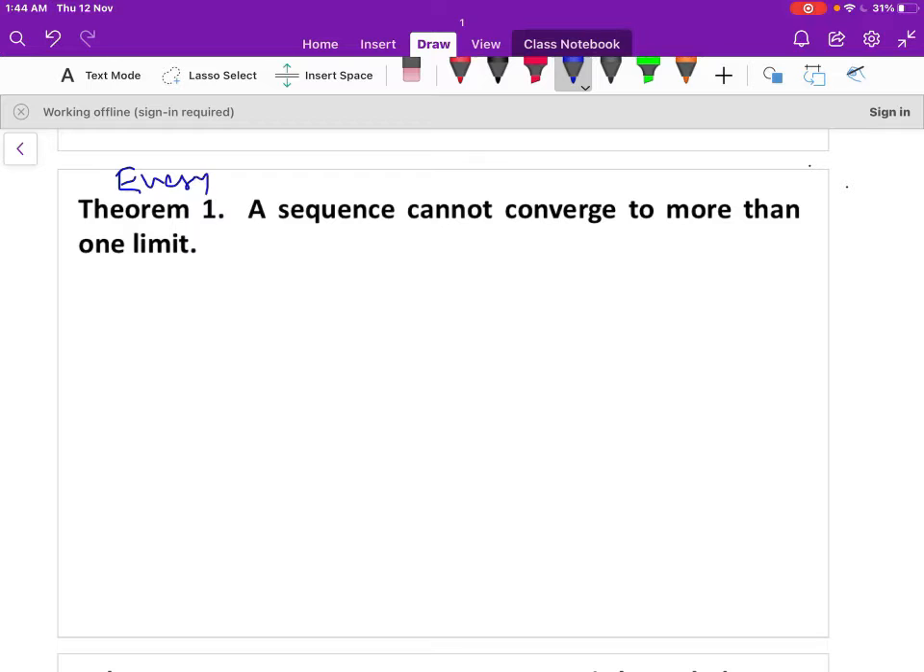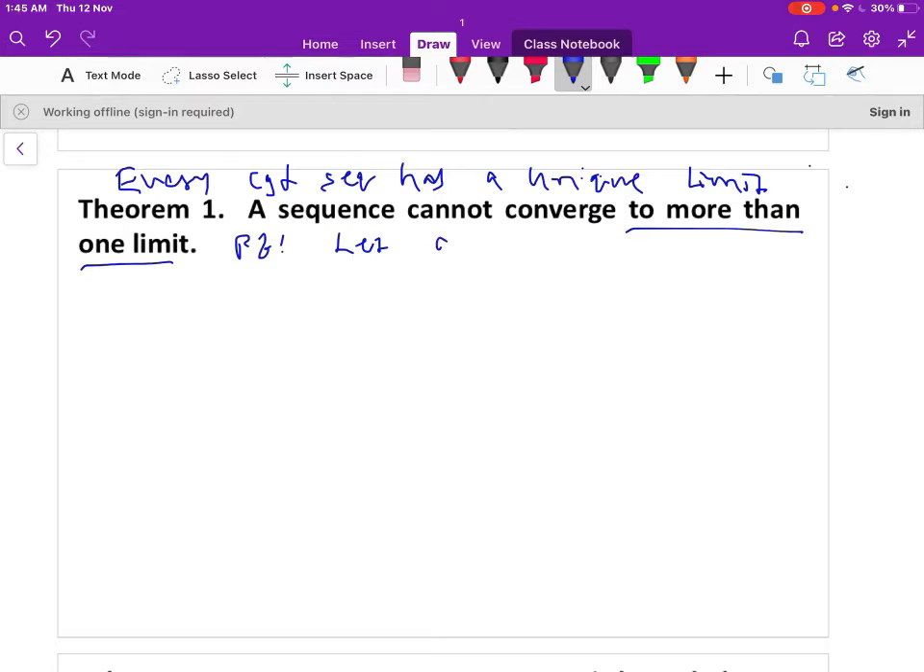Every convergent sequence has a unique limit. In another way, a sequence cannot converge to more than one limit point or limit. Now let us move to the proof of the theorem.